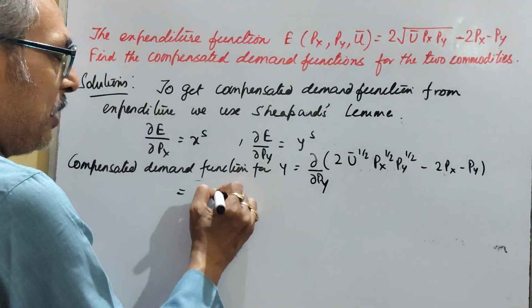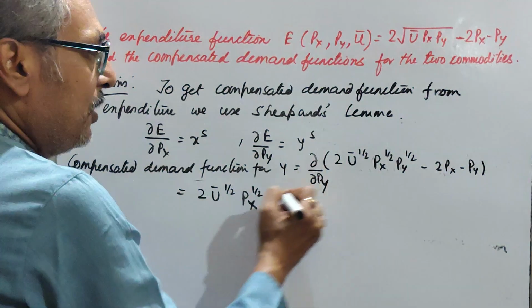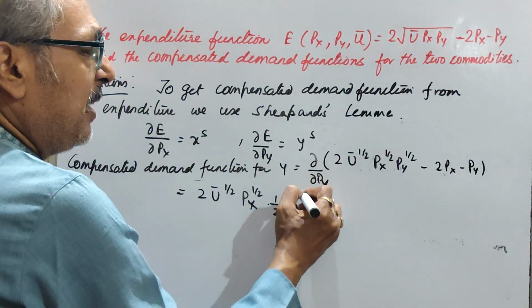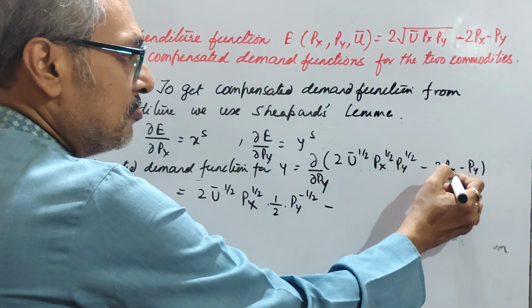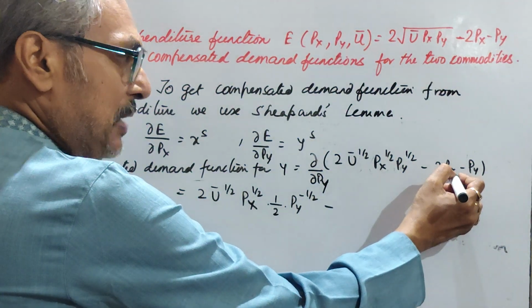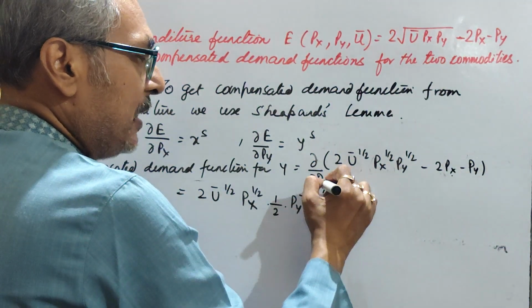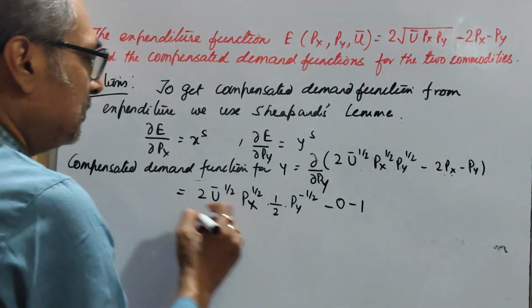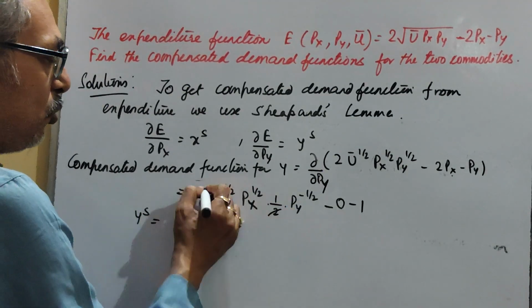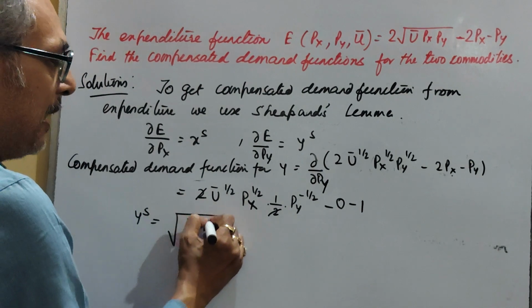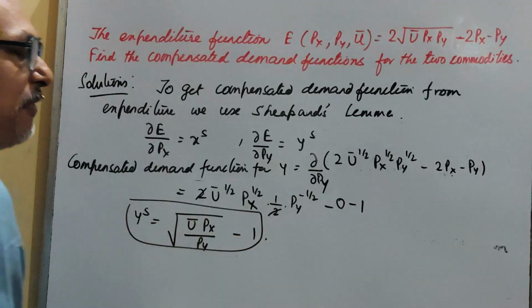This becomes 2 U bar to the power half Px to the power half and Py to the power half. Half comes here, Py to the power half minus 1, this becomes minus half. This is a constant term in this case because we keep Px constant, therefore this is 0. Minus Py differentiated with respect to Py is 1. Therefore, the compensated demand function for Y is, this 2 gets cancelled, under root U bar Px by Py minus 1.